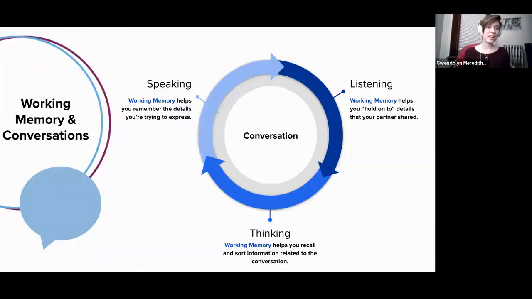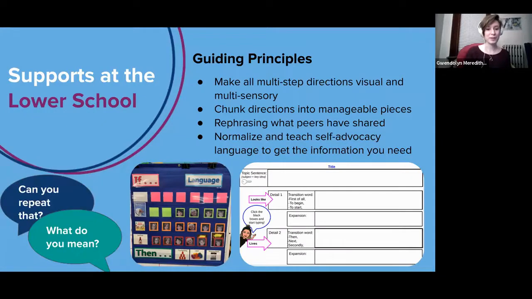In conversations and perspective taking, it is so important. If you're listening to your friend, working memory helps you hold on to the details that your conversation partner just shared. It helps you with thinking by recalling and sorting through information that's related to the conversation. And if you're speaking, it helps you remember all the fabulous details that you're trying to express to your friends. In our next slide, you can see a little bit more information about working memory at the lower school.